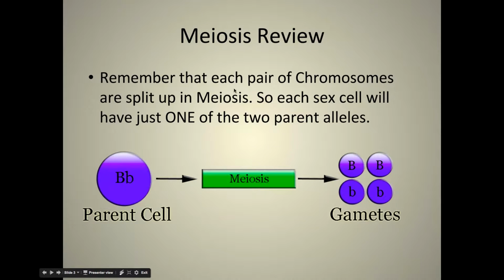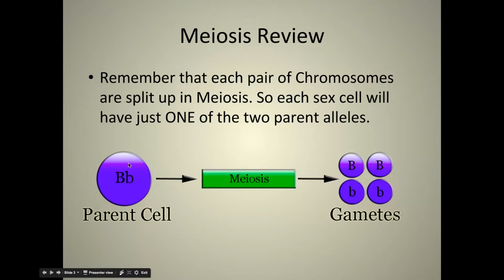Before we start that, we need to remember a little bit about meiosis, which we learned about just a few weeks ago. Remember that for every gene, you have two alleles because you got one from your mom and one from your dad. When we make our gametes, our sex cells, our sperm and eggs, we split up our chromosomes evenly. So our gametes are going to have just one of the alleles that our parent has.